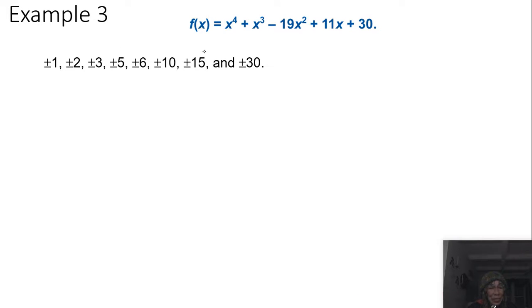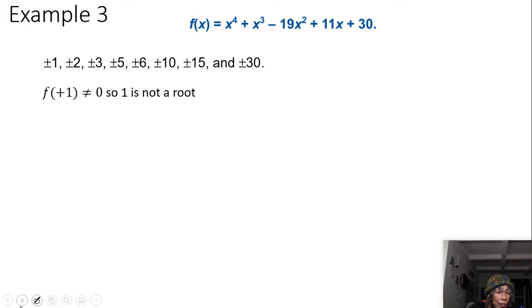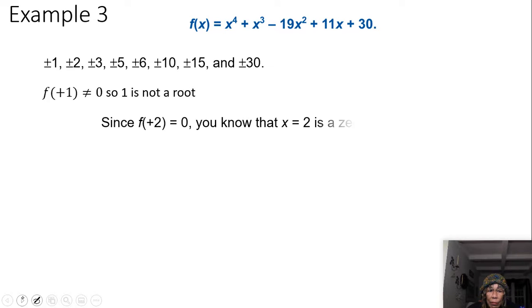So here they are, all my possible rational zeros, and I'm going to try positive 1 first. So I'll try positive 1 by plugging it into here. 1 to the 4th plus 1 cubed minus 19 times 1 squared plus 11 times 1 plus 30. It does not equal 0. I do not have the foggiest idea what it equals, but it does not equal 0, so it is not a root. I don't care. So the next thing you could try is negative 1. Negative 1. Didn't work. But positive 2 does. When you plug 2 into here, you get 0, so we have our first 0. Yay.